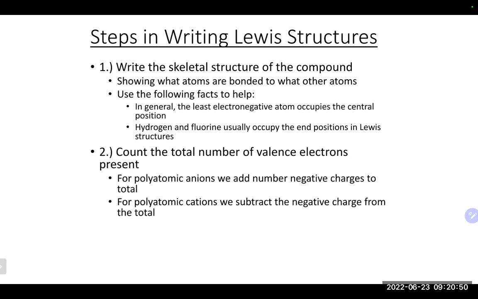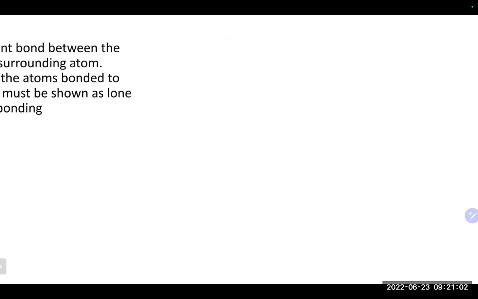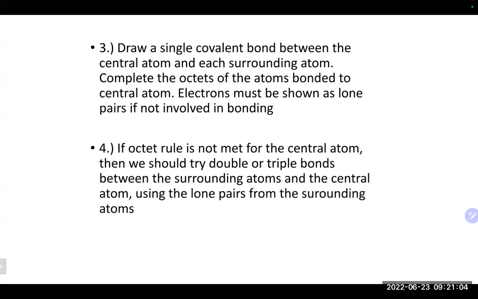That number is the most important because when you're done with your picture, you need to have exactly that number of electrons in your picture. You cannot have more, you cannot have less. It's got to hit that number on the nose. The next thing that you want to do is go from the center atom to each of the outside atoms, and you basically want to make one single bond.